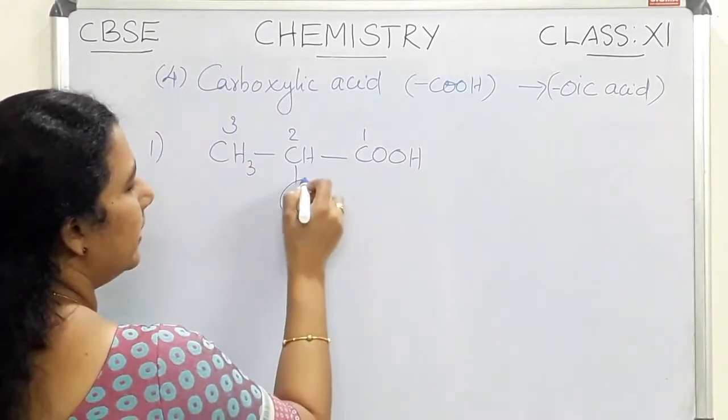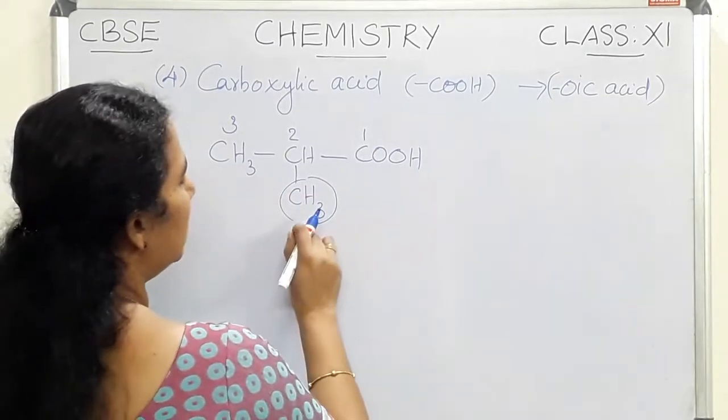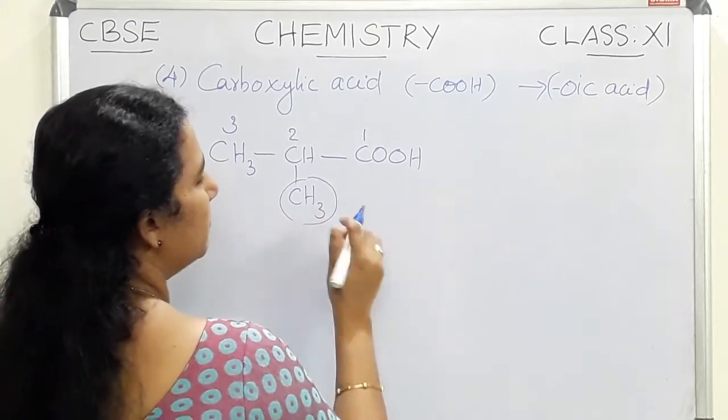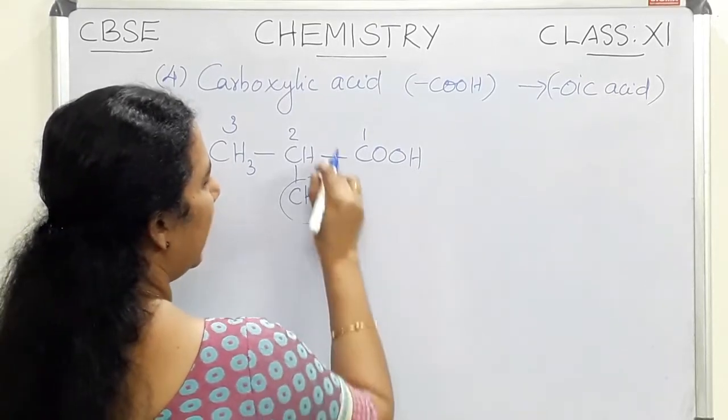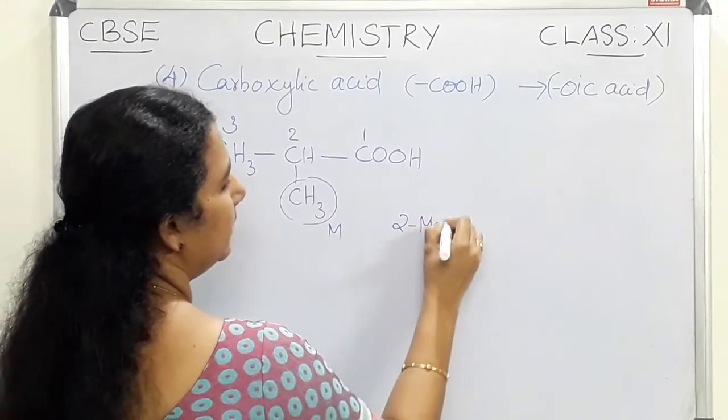And there is a substituent or a prefix. So we can name this compound. So the substituent is a methyl group. This is the methyl group and that is in the second position. So we can start with 2-methyl.